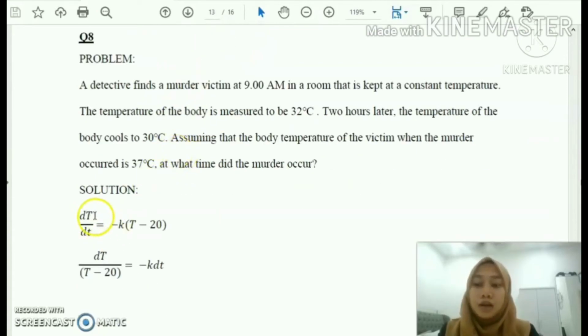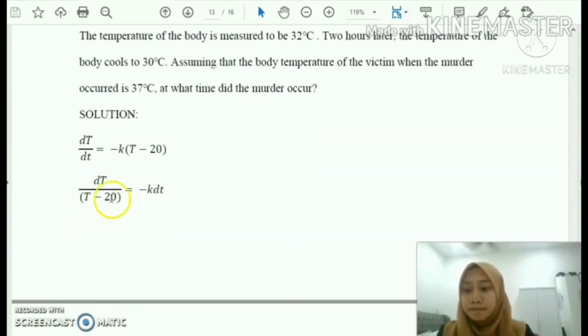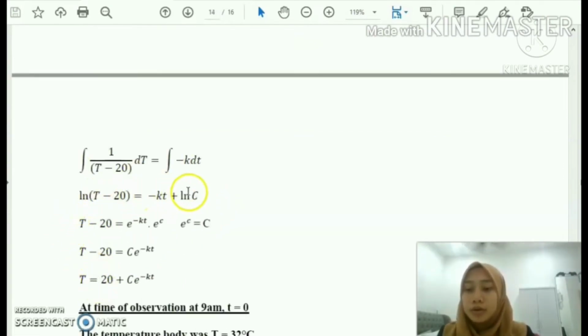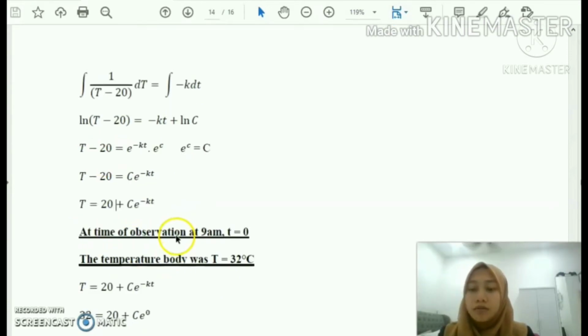First of all, I let variable T represent the temperature of the body, and then I wrote the differential equation of Newton's law for the temperature of the body. I put the temperature terms together and the others on this side, and we need to integrate both sides. From the integration, we will get the equation T equals 20 plus C e to the negative kt.